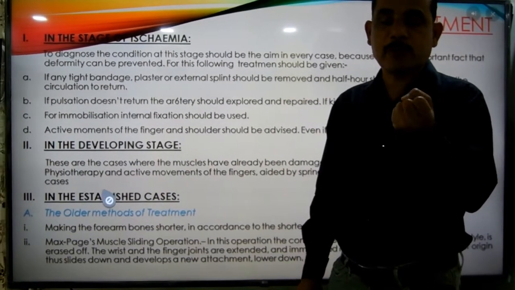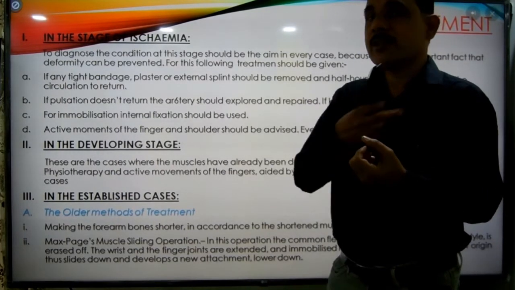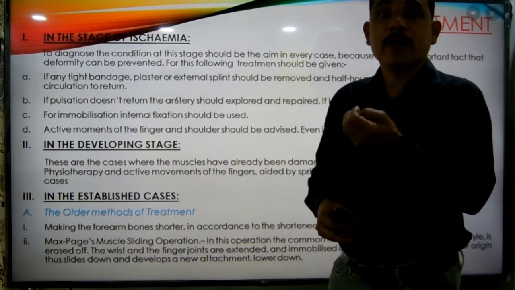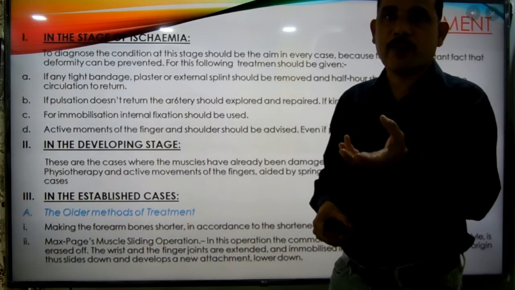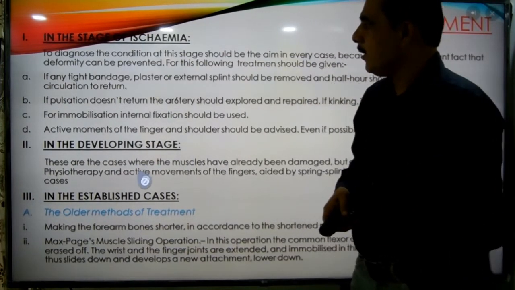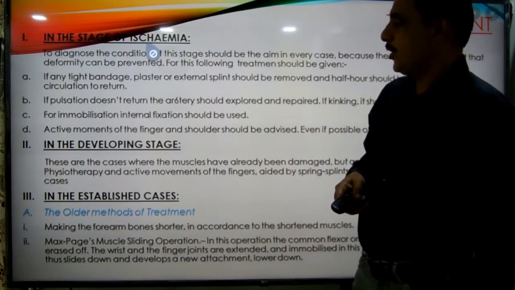because it will prevent stiffness of the shoulder, and second, movements of the finger will improve or increase the blood circulation through the forearm, and that will cause the release of the or correction of the kinking area.